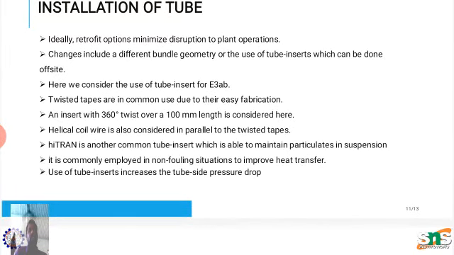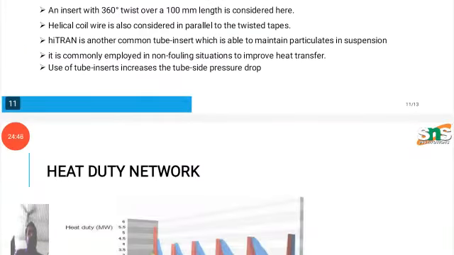Helical coil wire is also considered in parallel to the twisted tapes. Hitran is another common tube insert, which is able to maintain particulates in suspension. It is commonly employed in non-fouling situations to improve heat transfer. Use of tube inserts increases the tube side pressure drop.